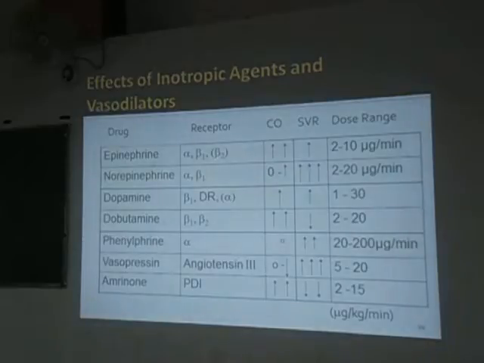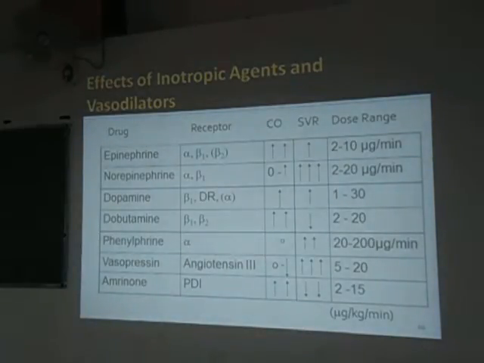Norepinephrine acts on alpha and beta receptors. They increase the systemic vascular resistance. Dopamine acts on both beta and dopamine receptors. They can increase the cardiac output. For dopamine, you need to remember, we have three different doses at which it can act.